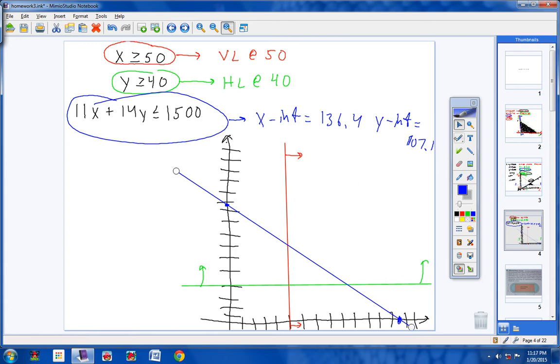Alright, so there we go. That looks pretty good, students. Now, let's test 0, 0 to see if we get a true or false statement. So 0 for x, 0 for y. That's 0 is less than 1500. That's true, so we shade down for the blue line. So the green line is saying this way, the red line is saying this way, and the blue line is saying this way. Okay, so the area would be this triangle right here. All of the ordered pairs that lie in this shaded area would be values that satisfy this inequality system up here.